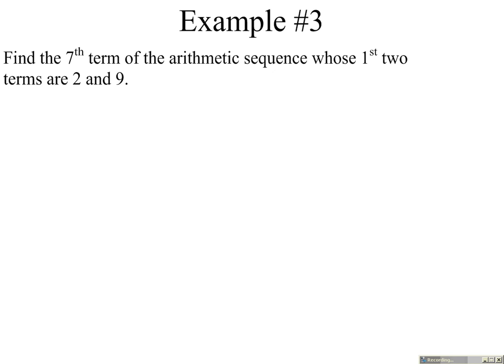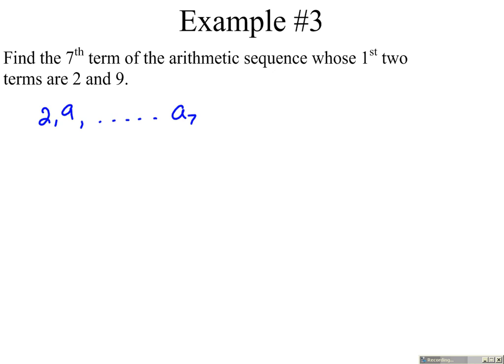Third one, find the seventh term of the arithmetic sequence whose first two terms are 2 and 9. So we know 2, 9, and then we want to find all the way out here what that seventh term is equal to. Now, for this one, it would not be too bad to simply take 9 plus 7. There's the third term, plus 7 more. There's the fourth term. But if this said find the 77th term, you would not want to do that.